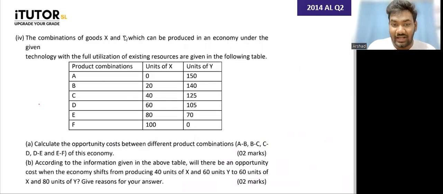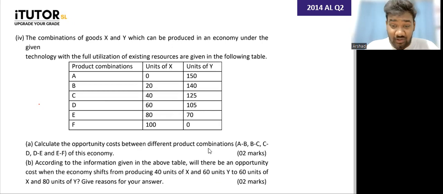The combination of goods X and Y which can be produced in an economy under the given technology with full utilization of existing resources are given in the following table. Product combinations A, B, C, D, E, F, X and Y. Calculate the opportunity cost between the product combinations A to B, B to C, C to D, D to E, E to F. According to the information given in the above table, will there be an opportunity cost when the economy shifts from producing 40 units of X and 60 units of Y to 60 units of X and 80 units of Y?